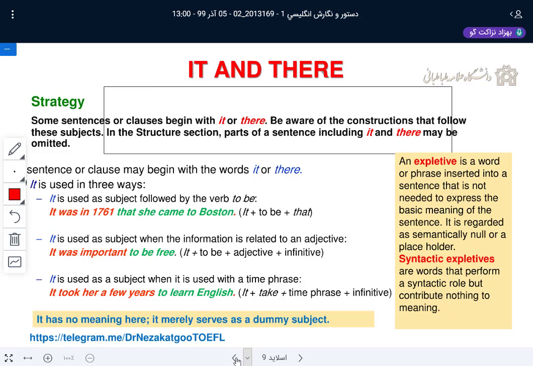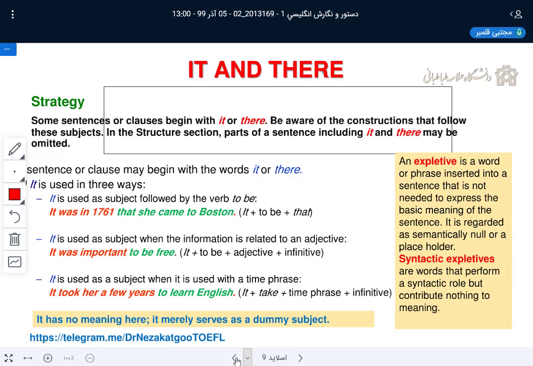Go on, read the strategy. Strategy: Some sentences or clauses begin with it or there. Be aware of the constructions that follow these words. In the structure section, parts of a sentence including it and there may be omitted. A sentence or clause may begin with the words it or there. One, it is used in three ways.